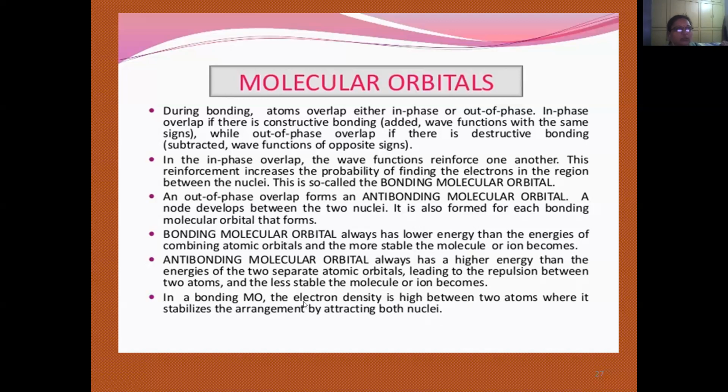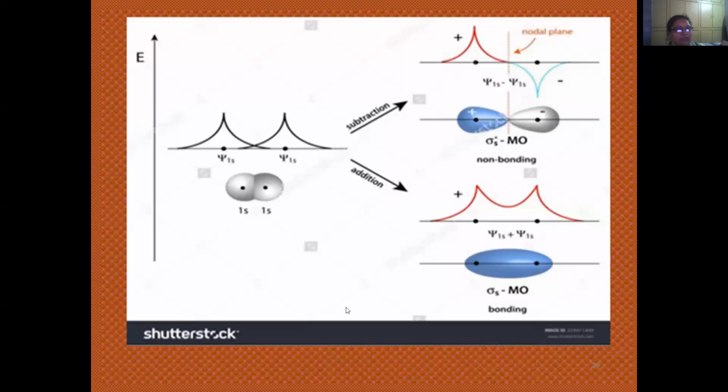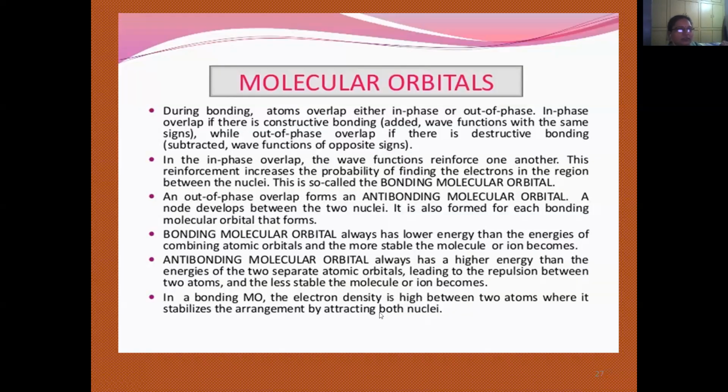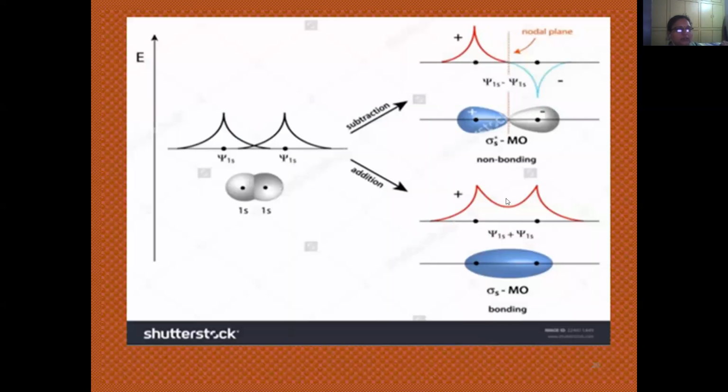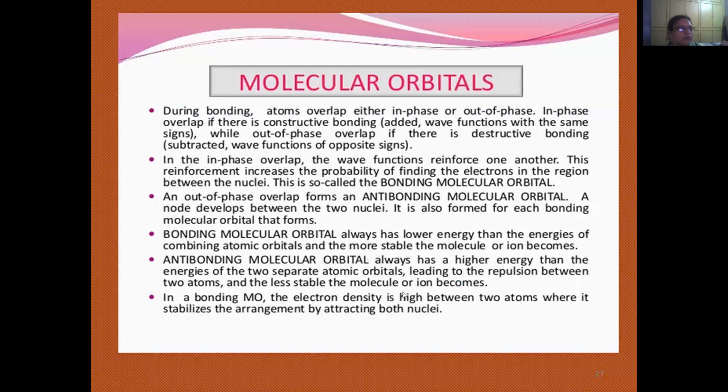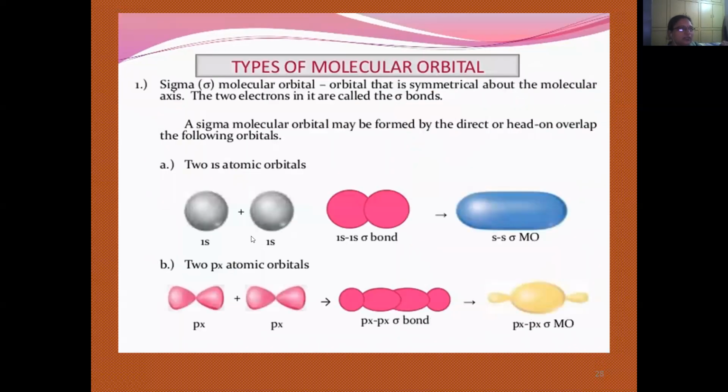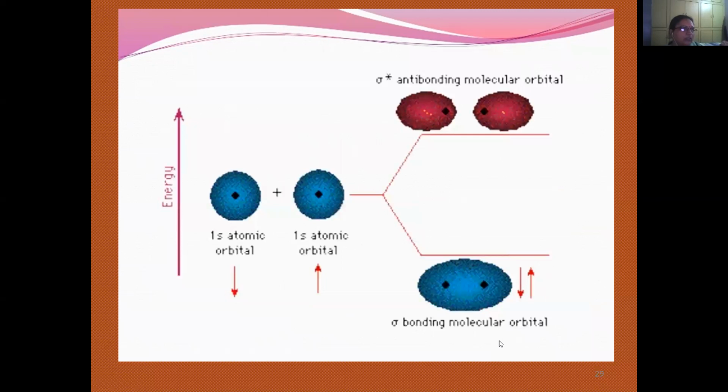In the bonding molecular orbital, the electron density is high, whereas it stabilizes the arrangement by attracting both the nuclei. These are the examples: 1s and 1s forming a sigma bond, then p forming a sigma molecular orbital with px. That is head-on overlap or direct overlap. Then you can see here the formation of the bonding molecular orbital and anti-bonding molecular orbital.